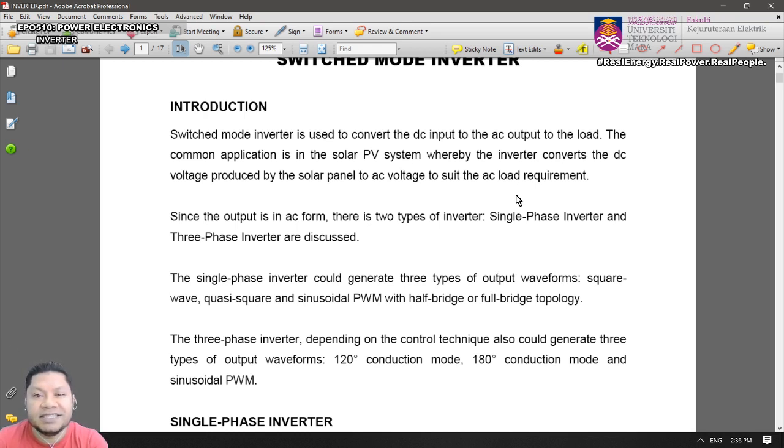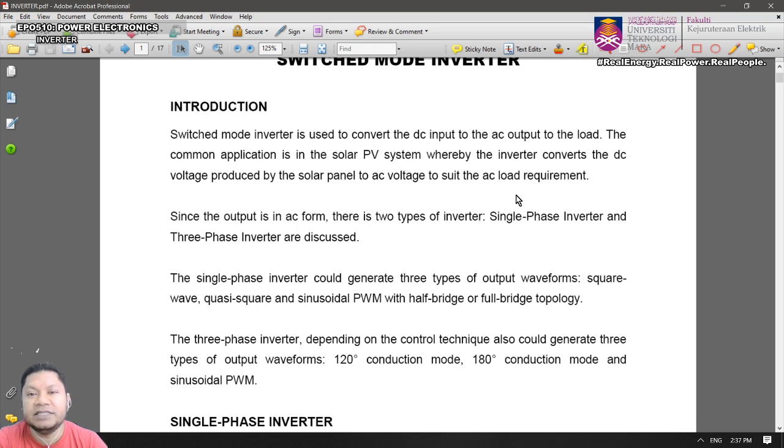And the topology, the circuit that we're going to discuss, consists of half bridge and full bridge topology. For the three-phase inverter, there will again be three types of output waveforms. The first one is known as 120-degree conduction mode. The second one is the 180-degree conduction mode, and the final one is the sinusoidal pulse width modulated signal output waveform.